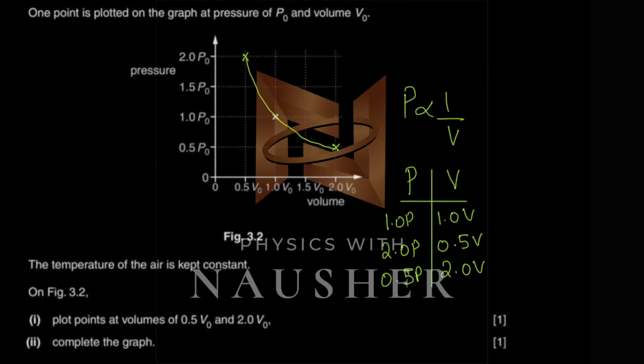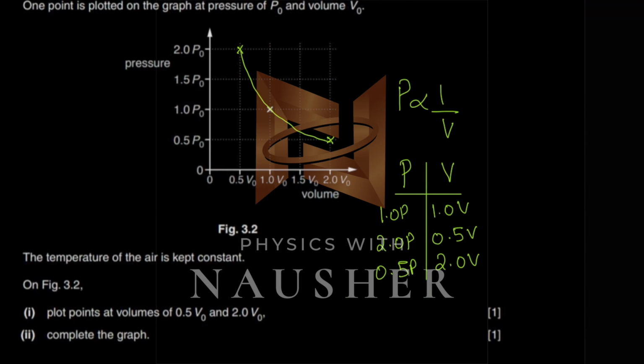Now they've given you this graph and they want you to sketch more points for this volume range. So I made a table for you. Number one, pressure is inversely proportional to volume, as you all know. So if you double the volume, like 2V, what should happen to the pressure? The pressure should be halved. If you halve the volume, pressure and volume have an inverse relationship.